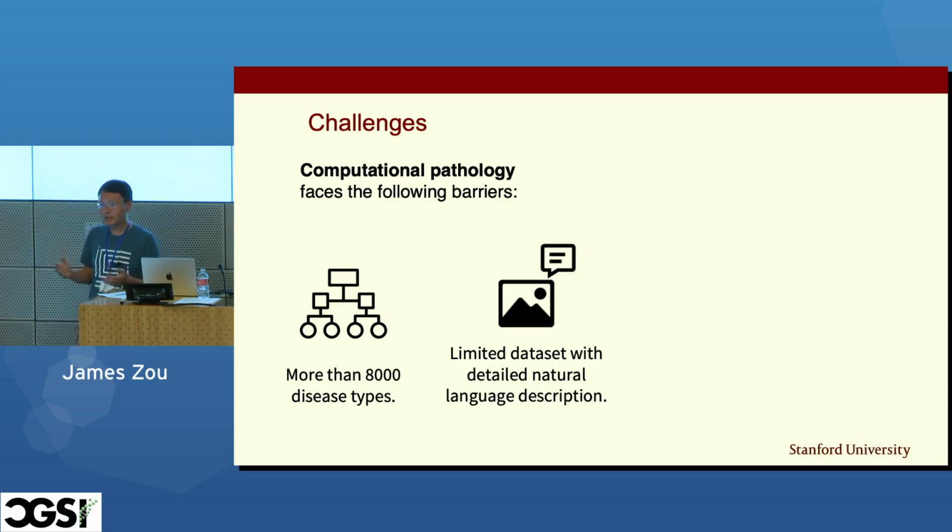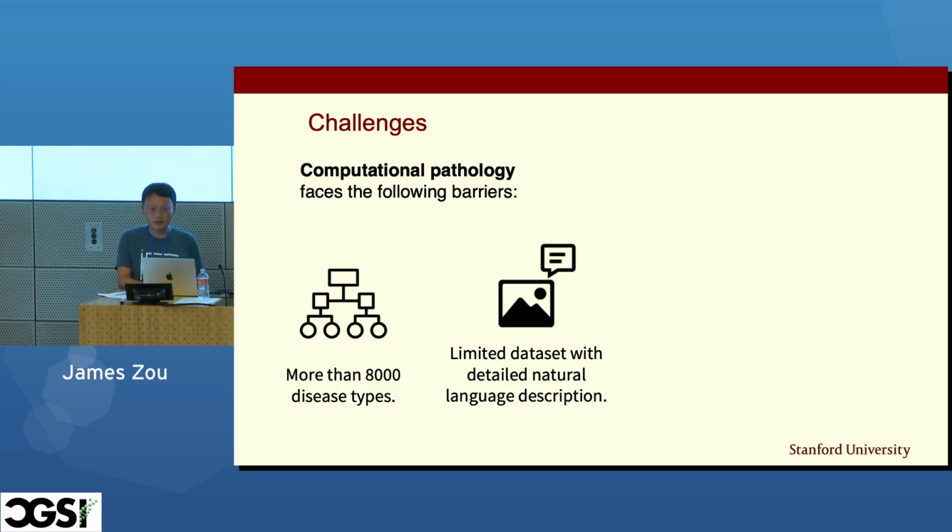In addition, many of the public data sets are also very limited in their annotations. Most of these data will just tell you whether a patient has cancer or not, with these kinds of binary or categorical labels, but does not tell you the more detailed information that is contained in rich textual descriptions.